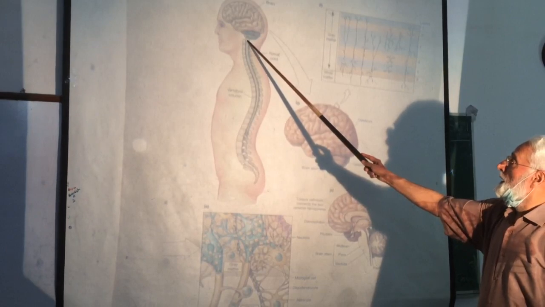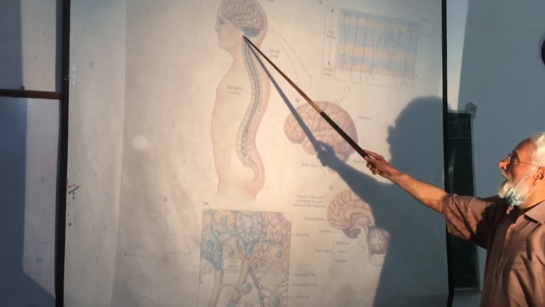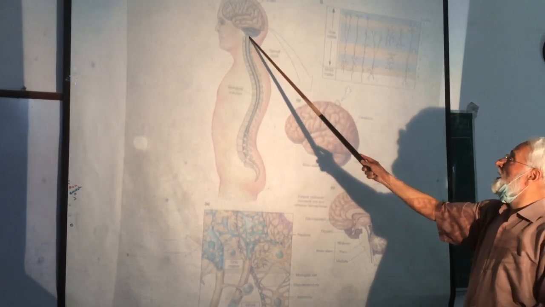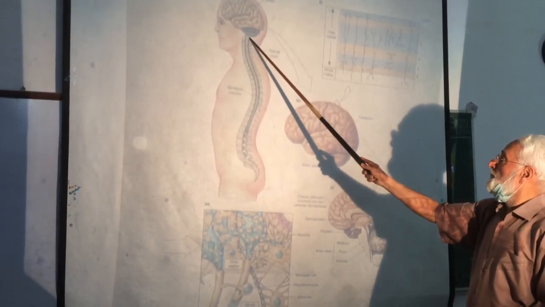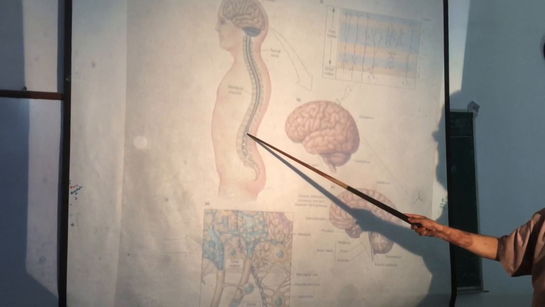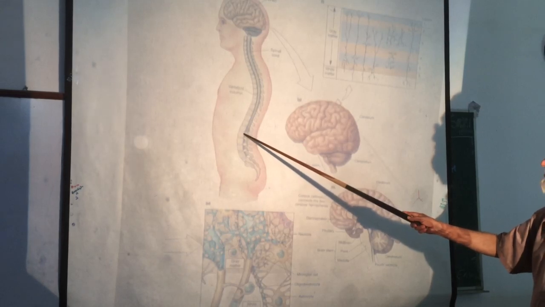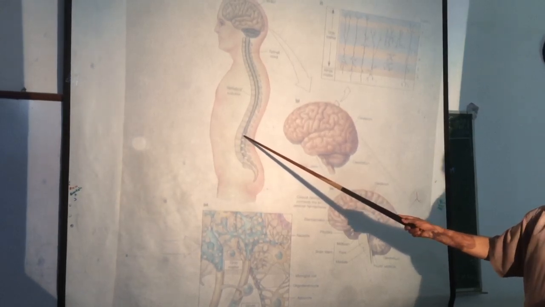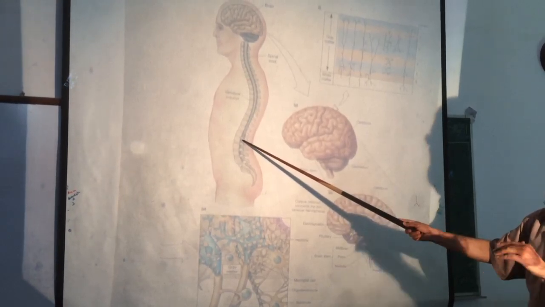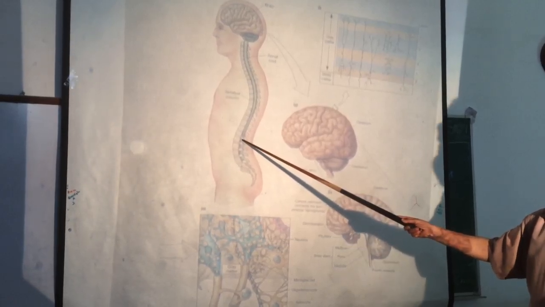Superiorly, it becomes continuous with the medulla oblongata at the foramen magnum. Inferiorly, in adults, the spinal cord ends at the lower border of the first lumbar vertebra.